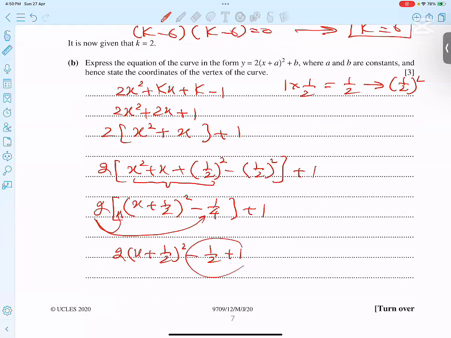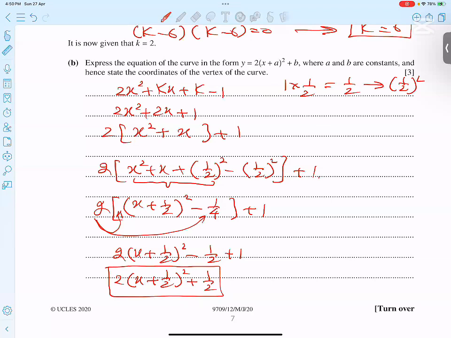These two values take the LCM and you get a half. So ultimately it is 2 times (x plus 1 over 2) plus a half. Completing the square is over. Did he ask us to find a, b, c? No, he did not ask us.